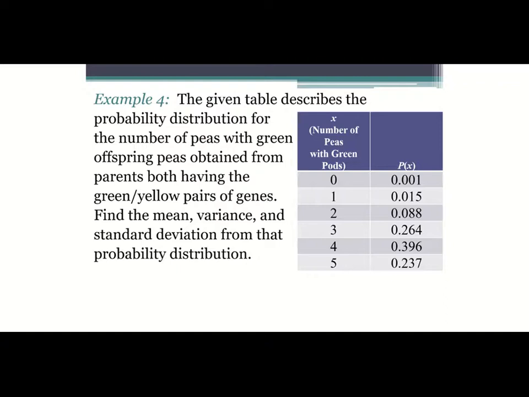So the probability that we have all 5 peas being green is about 23%. The probability that 4 of the 5 will be green is around 40%, 3 being green, 26%, etc., all the way down to 0 being green, very unlikely, 0.001%. So the question is, what's the mean number of peas that we'll get from these 5 peas being generated? What's the standard deviation for the number of green peas? And then along with that, what's the variance, which we need to calculate on the way to finding the standard deviation?